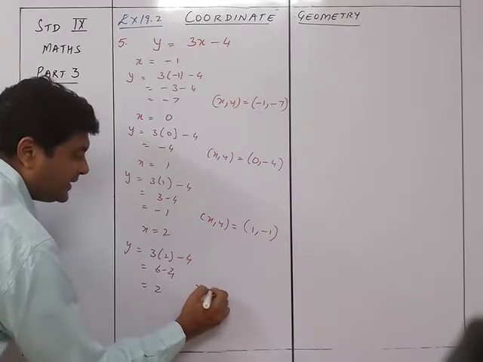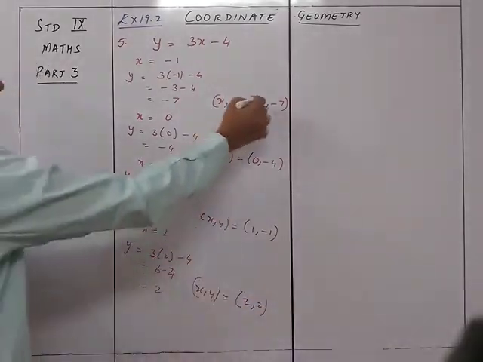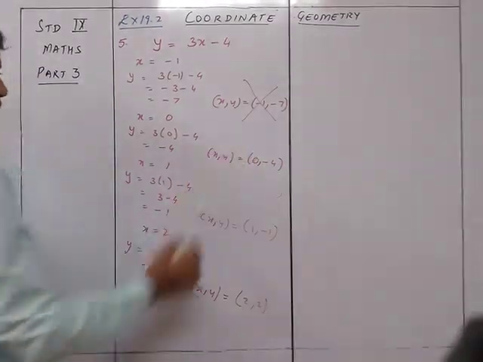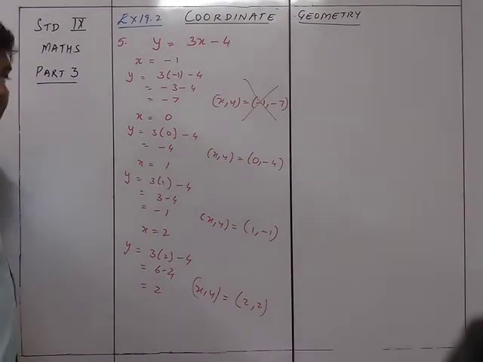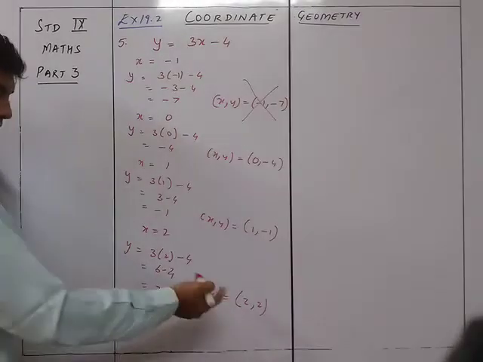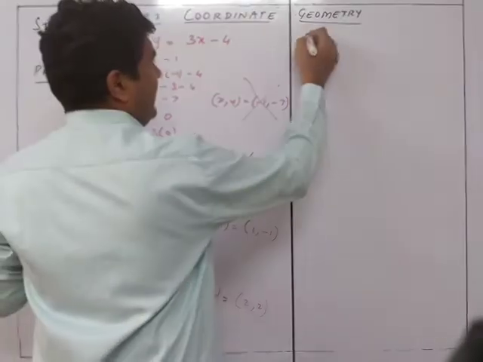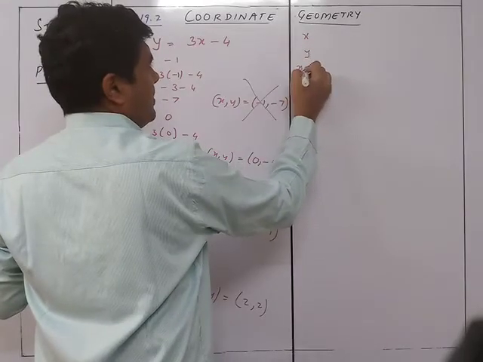So you can see that this is more easier to plot. 2 comma 2 will be much easier to plot than this one. So let's cancel this part. Okay, we'll not use this part, but we'll take these 3 parts. You can draw the table accordingly. So if we make the table, what will it be? It will be x, y, x comma y.